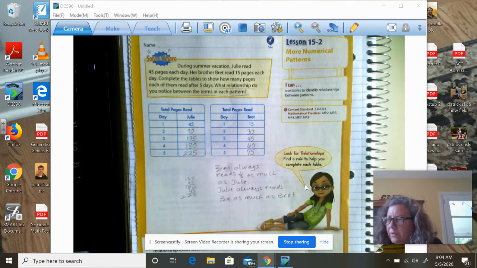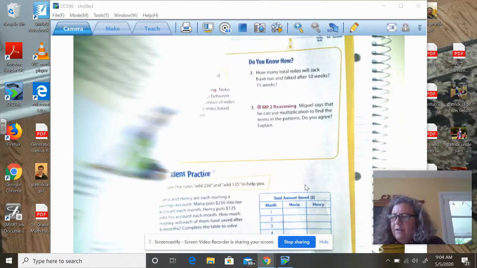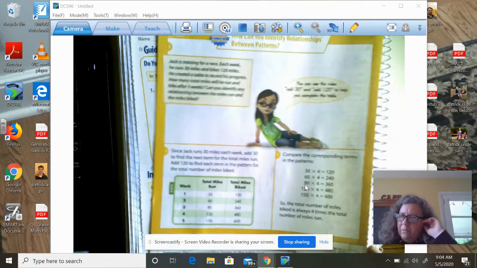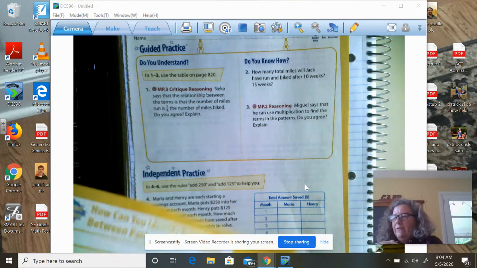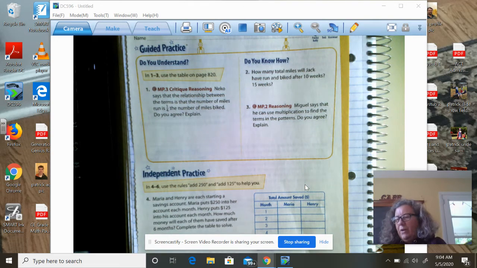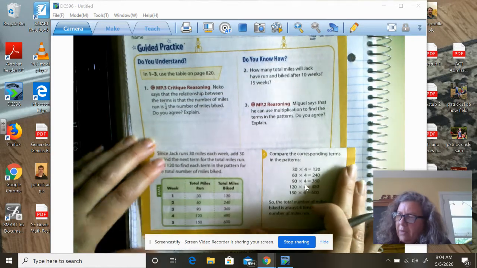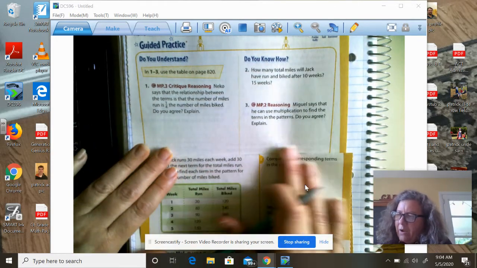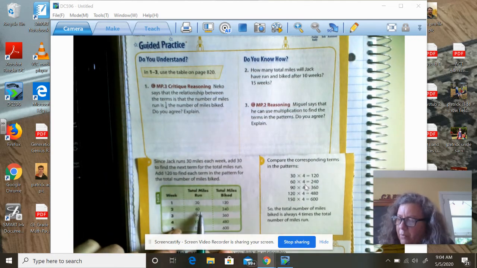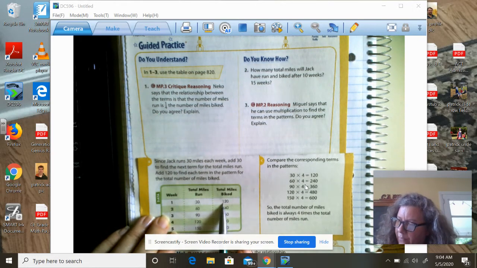Okay, so let's take a look at the actual work today, the guided practice. We're going to be using the information from what you saw in the visual learning bridge. So I think I'm just going to go ahead and fold this in half again and just use the bottom half so you can see everything. Number 1 in guided practice says, Nico says that the relationship between the terms is that the number of miles run is 1/4 the number of miles biked. Do you agree? So I need to say, well, is 30 1/4 of 120?